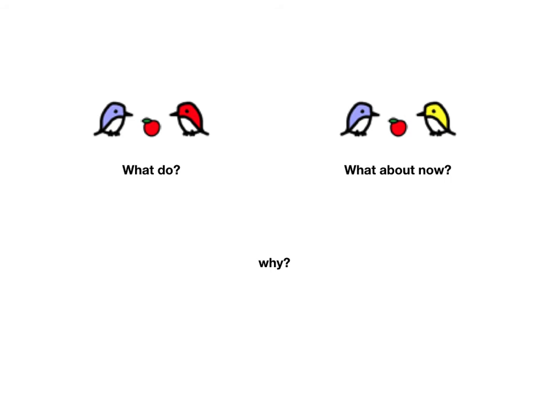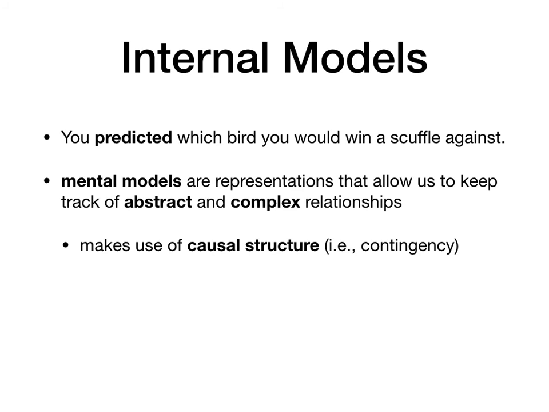And that's the key. Internal models. Beyond just the cognitive maps, which are mostly exact things that exist in the world, we also have more abstract models. So I predicted which bird I would win in a scuffle, right? These are mental models that are representations that let us keep track of these abstract, complex relationships, specifically the causal structure. So remember contingency from the laws of association.